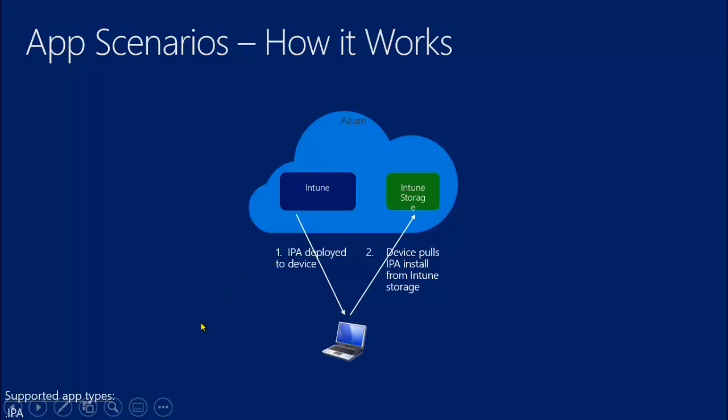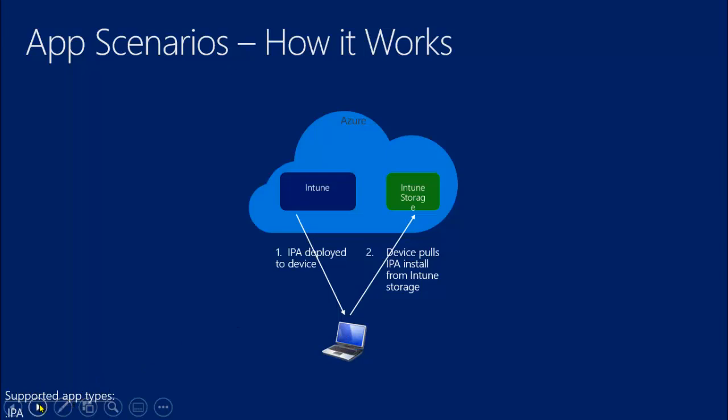Okay, so how does this work? Effectively, you have Intune up here, and then you have Intune storage. You're going to configure the deployment of your line of business app in Intune, and that's going to be through an IPA. So the IPA deployment policy is going to be sent down to the device. The device is then going to download the content from Intune storage, and then ultimately go ahead and do the install. So this is a PC, really should be an iPhone or an iPad, but you still get the idea.